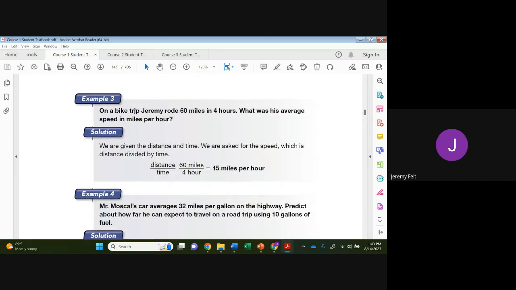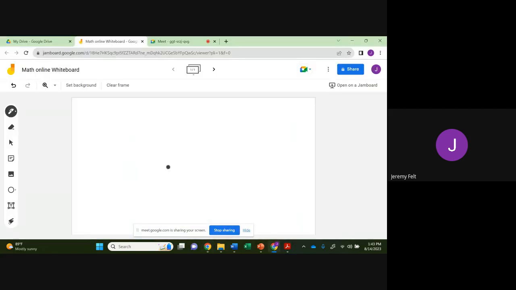Okay, so let's look at example 3. On a bike, Jeremy rode 60 miles in 4 hours. What is his average speed in miles per hour? So, again, in a word problem, I always just write down what we have: 60 miles in 4 hours. So our distance was 60 miles, and our time or our duration was 4 hours.